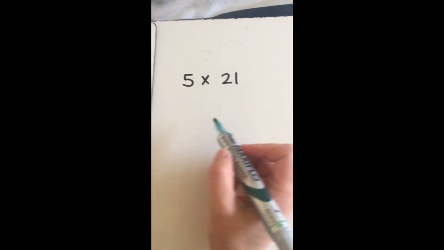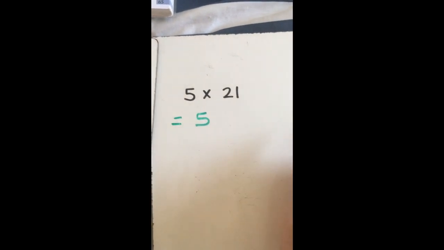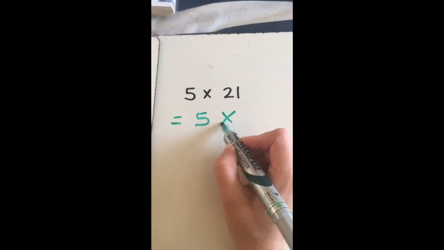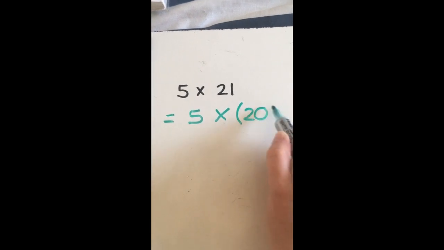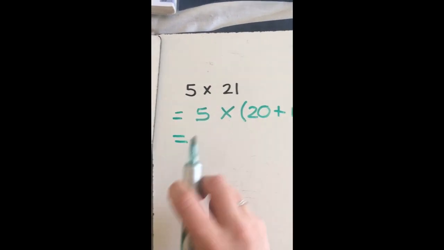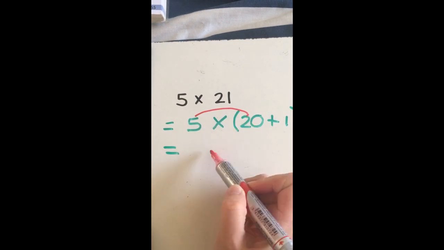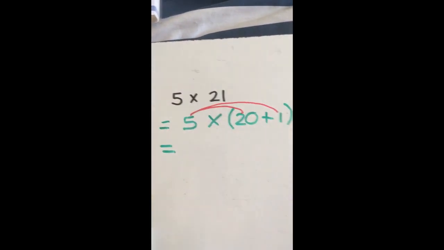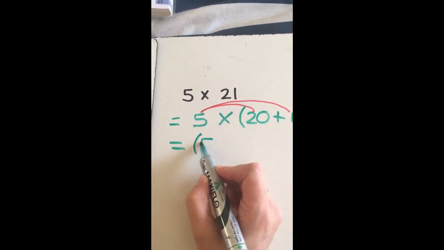5 times 21. My first step, I'm going to keep my single digit the same. Then the double digit sum I need to break up in tens and units. So it's 20 plus 1. Now I have to write my pairs. So I need to have 5 times 20 and also 5 times 1. So I can write it like that.